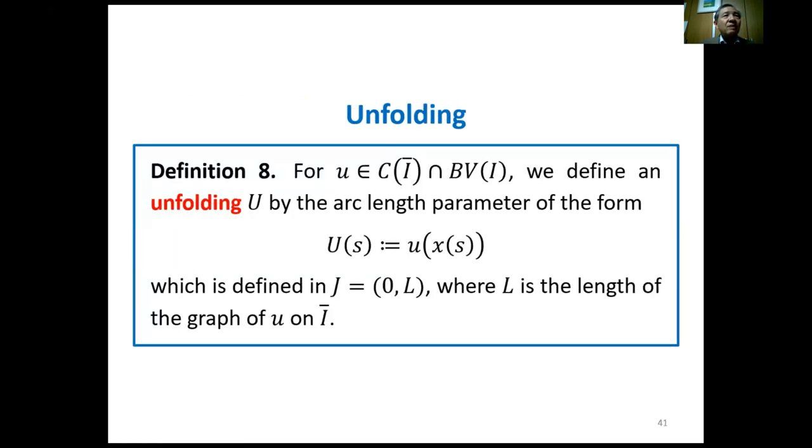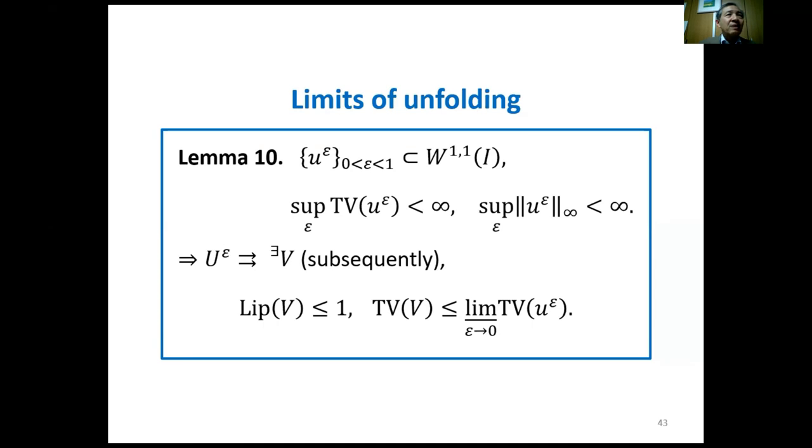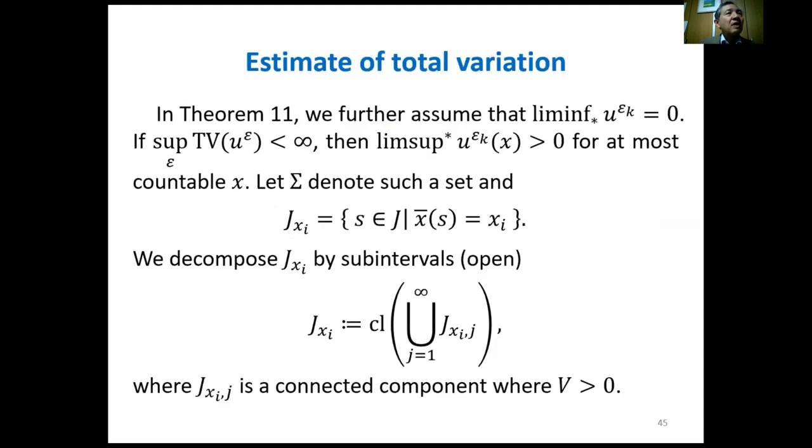And we introduce the notion of unfoldings. An unfolding is where we look at u and the occurrence parameter s, which is defined on the length. Then the good news is, if u is W^{1,1}, the unfolding is Lipschitz, the Lipschitz constant is always less than one, and the total variation is the same. And the limit of unfoldings always exists by taking a subsequence, and by lower semi-continuity of total variation, this is a property of V, the limit. Limsup. Okay, this is the Dirac limit, the maximum value of V at the same x. Maybe it's better to skip.